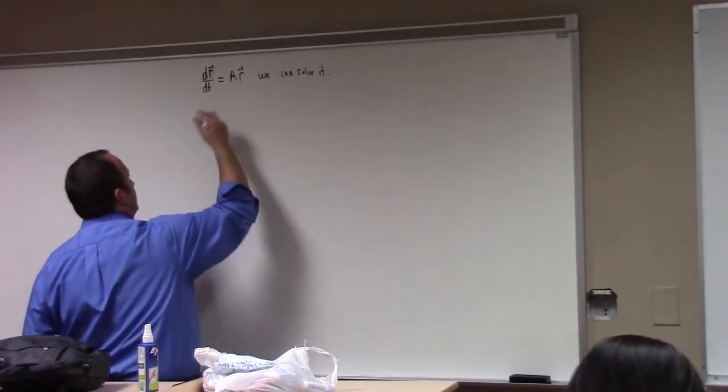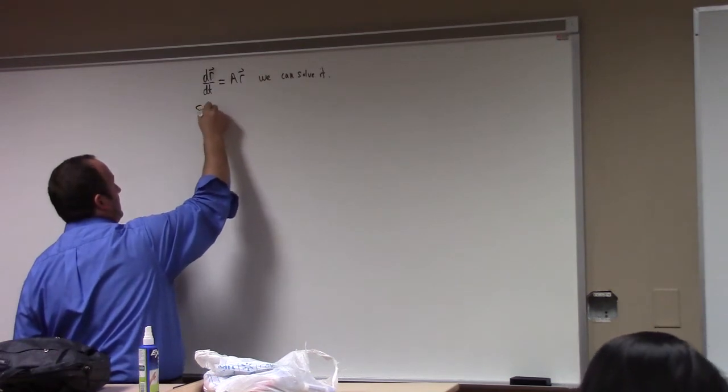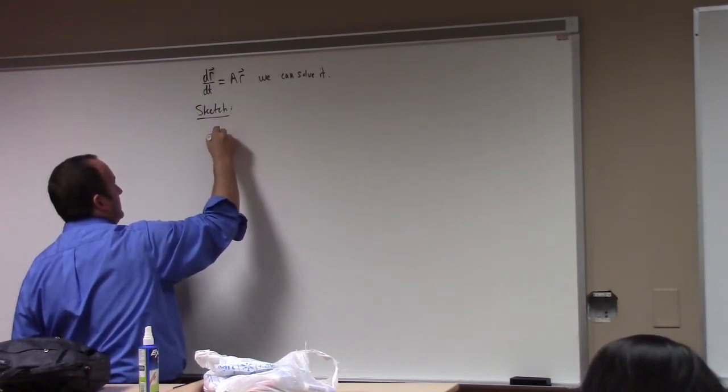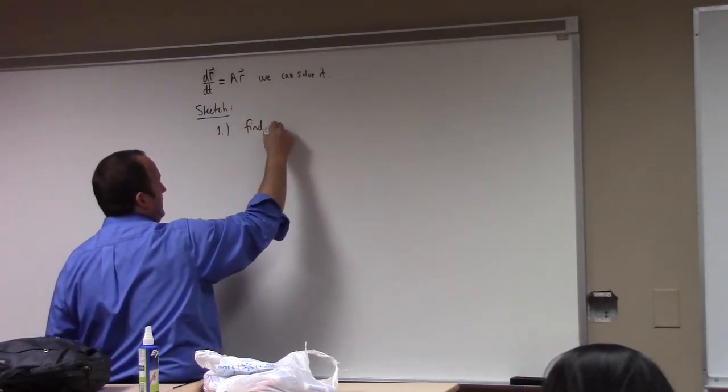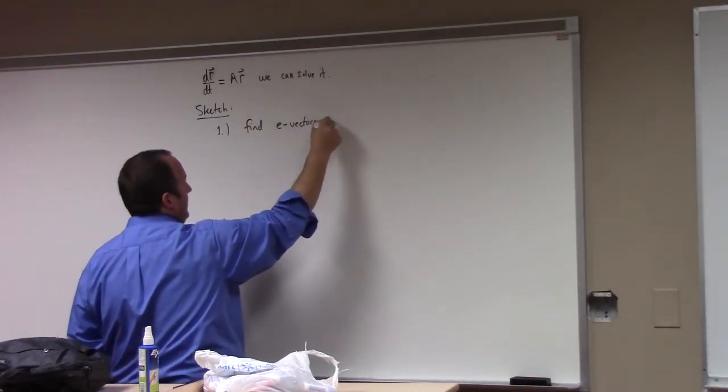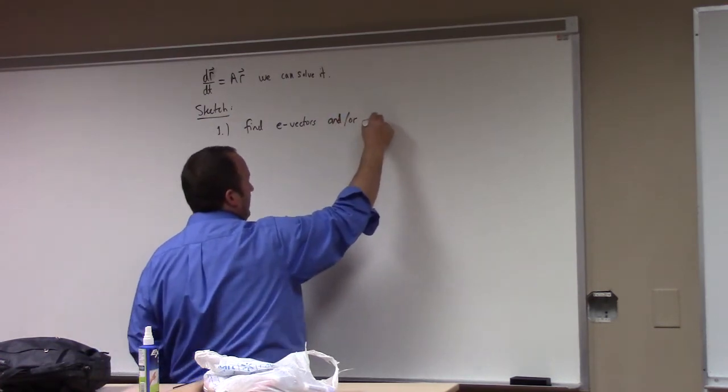Okay, guys. So we are now to the point in the story where we can solve pretty much any problem of the form dr/dt = Ar. So a big picture, here's a sketch of the method. One, you find your eigenvectors and/or generalized eigenvectors.